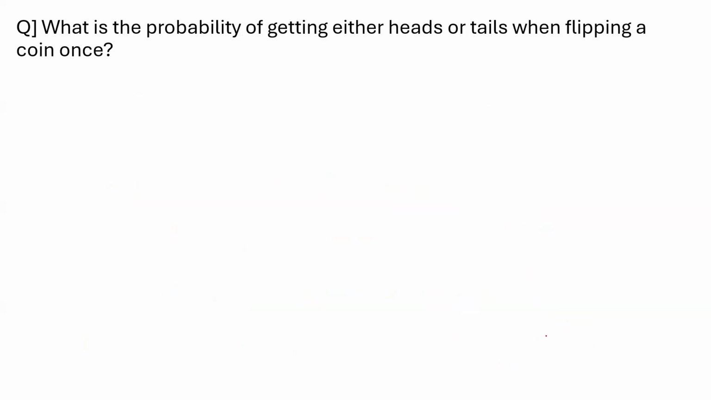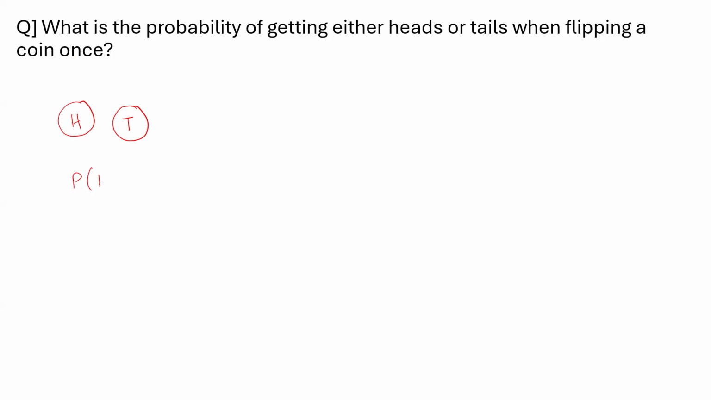What is the probability of getting either heads or tails when flipping a coin once? So here this is a coin problem. You have a coin, right? A coin has two faces, heads and tails. You are flipping a coin just once and you are interested in the probability of getting either heads or tails. So what is the rule?